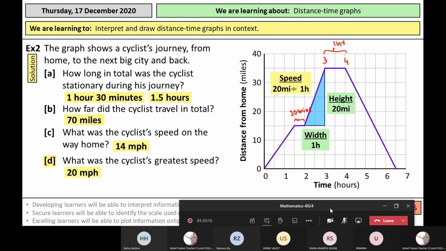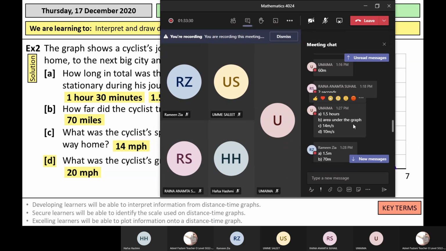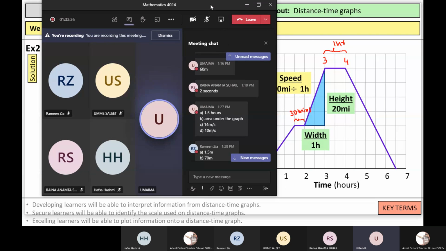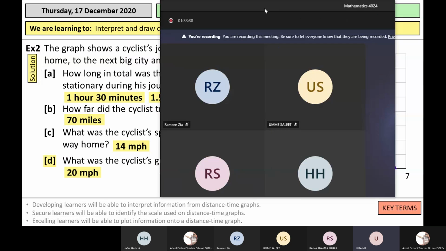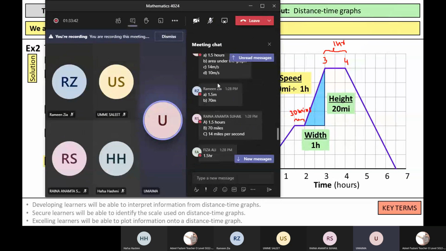Yes, sir. Because you'll find the greatest speed. The greatest speed can be found with the help of the steepness. The steeper the inclination, the greater the speed. Got it? But sir, in the graph, the part where the distance is 20 doesn't touch the steep line. It doesn't touch the gradient.